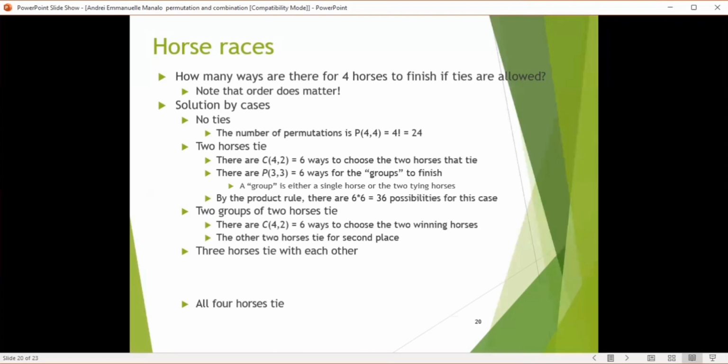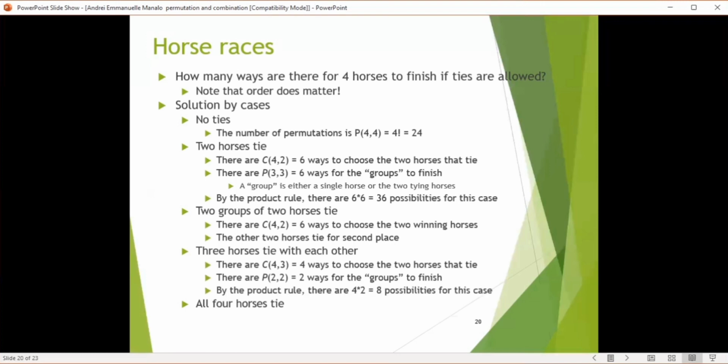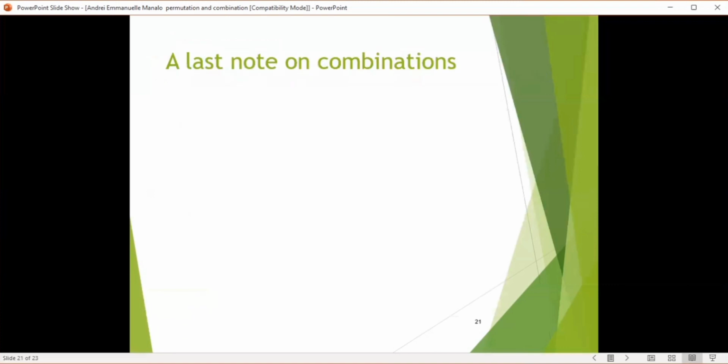3 horses tie with each other. There are C(4, 3) equals 4 ways to choose the 3 horses that tie. There are P(2, 2) equals 2 ways for the groups to finish. By the product rule, there are 4 times 2 equals 8 possibilities for this case. All 4 horses tie: there is only one possibility for this. By the sum rule, the total is 24 plus 36 plus 6 plus 8 plus 1 equals 75.